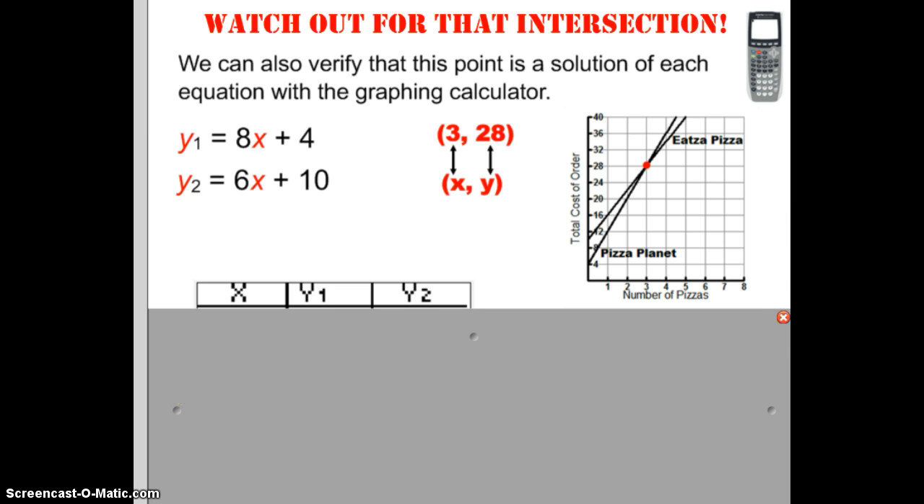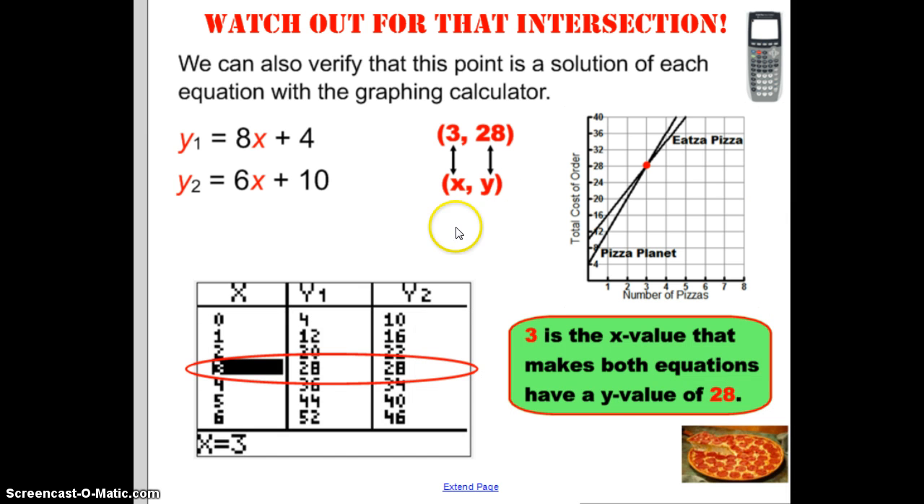If we use the graphing calculator, the x value is 3, so when we find the x value of 3, we notice that both y values are 28.